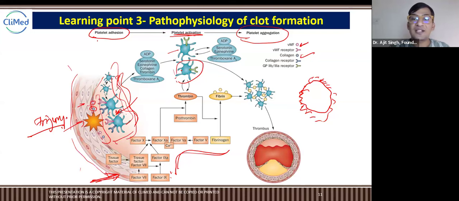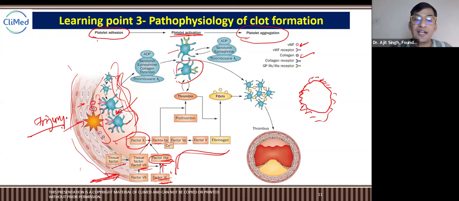Along with von Willebrand factor, collagen and glycoproteins, multiple other things are secreted, like tissue factor, factor 7, and factor IX, factor 9. These tissue factors are converted into factor 7. Factor 7 activates factor 9, and factor 9 is converted into 9A, activated factor 9. Now factor 7 and factor 9A both activate factor X, factor 10. Factor X is converted into XA, activated X.